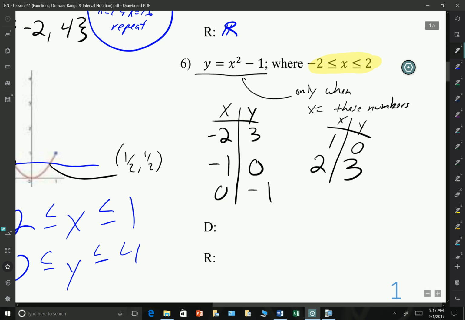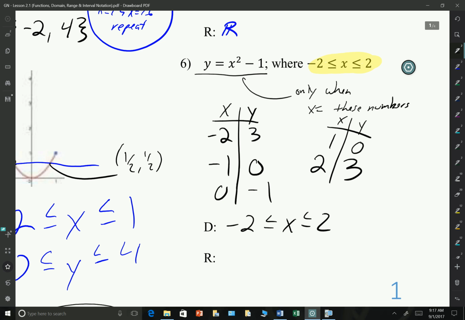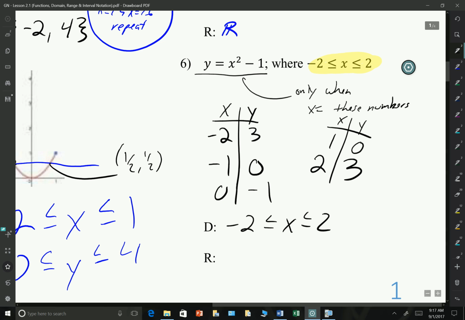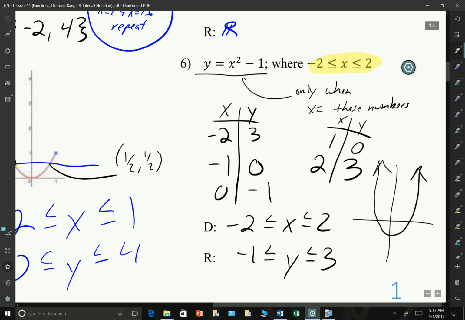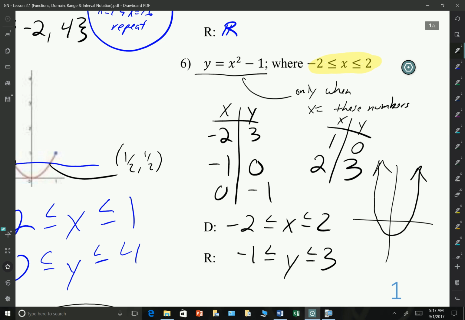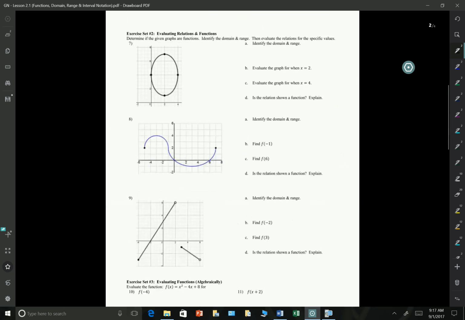Don't worry. We start to do something called piecewise functions, and you realize they can give us the domain. My range, what's the smallest y I have in my list? -1 is less than or equal to y, less than or equal to 3. This is a graph. If I plug it in my calculator, it would look like this. It's a quadratic. We have not gotten to quadratics yet, but I can still give you the graph and you can plot it. All right, so here we go.